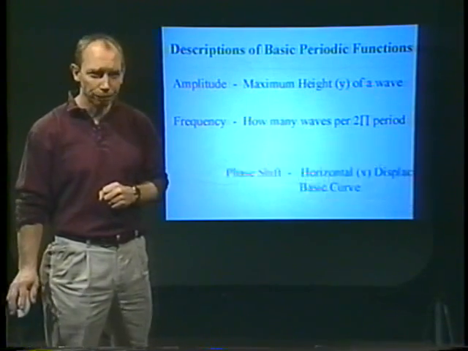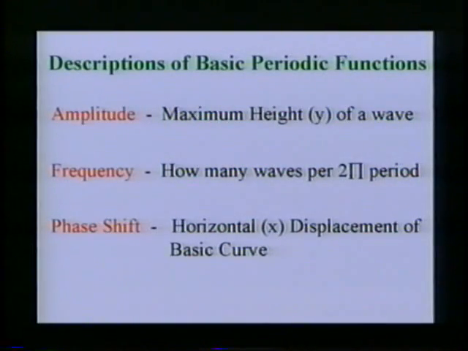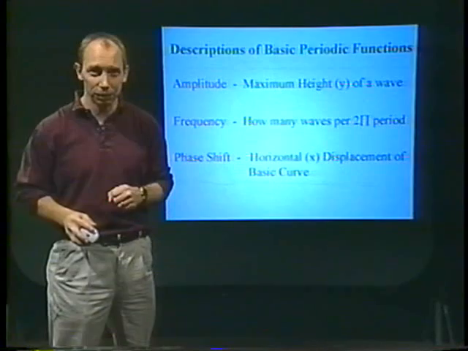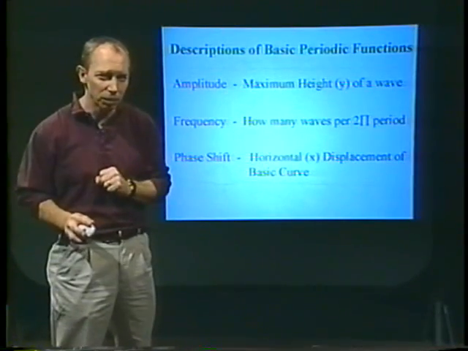Another word is the phase shift. We're going to be able to take the graph and move it left to right. The amount that we move it left to right will be called the phase shift. If we move it to the left, it'll be a negative phase shift. If we move it to the right, in the positive direction, it'll be a positive phase shift. Now let's see what these look like pictorially.